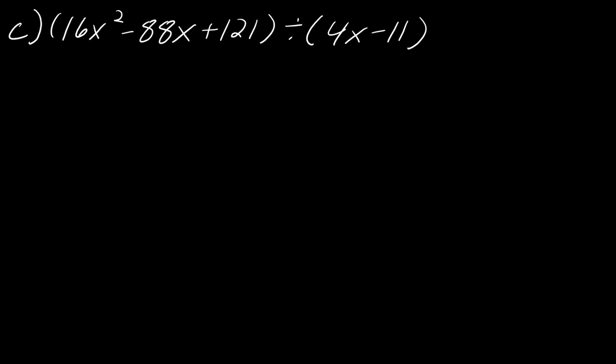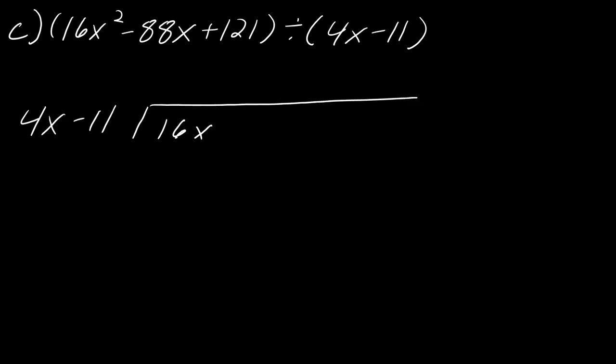Okay, so next we're going to move on to long division. So notice now I am no longer dividing by a monomial, but this would be a binomial. So we're going to set this up. This is 4x minus 11 going into 16x squared minus 88x plus 121.